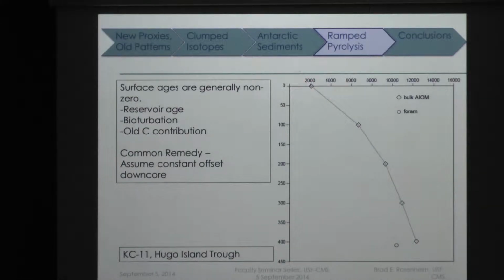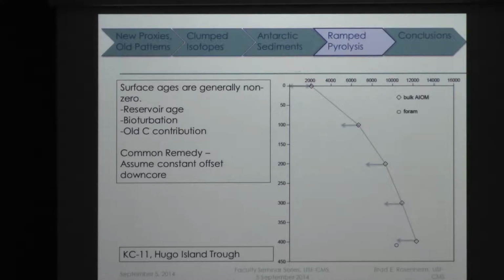One thing is that generally, if we start looking at ages down a core, if these are bulk acid-insoluble organic matter ages, and this is a foram age, the foram ages, if they're available, are generally lower or younger than the bulk organic material ages. What's even more interesting is that the surface of the sediment that's collecting today, if you grab that and date it, it's usually going to be very old. It's not going to give you a 0 age. And it's going to be older than the reservoir age of the water. This is because you have the combined effects of reservoir age, bioturbation, and old carbon contribution. And that old carbon contribution is what's eroded off of the continents.